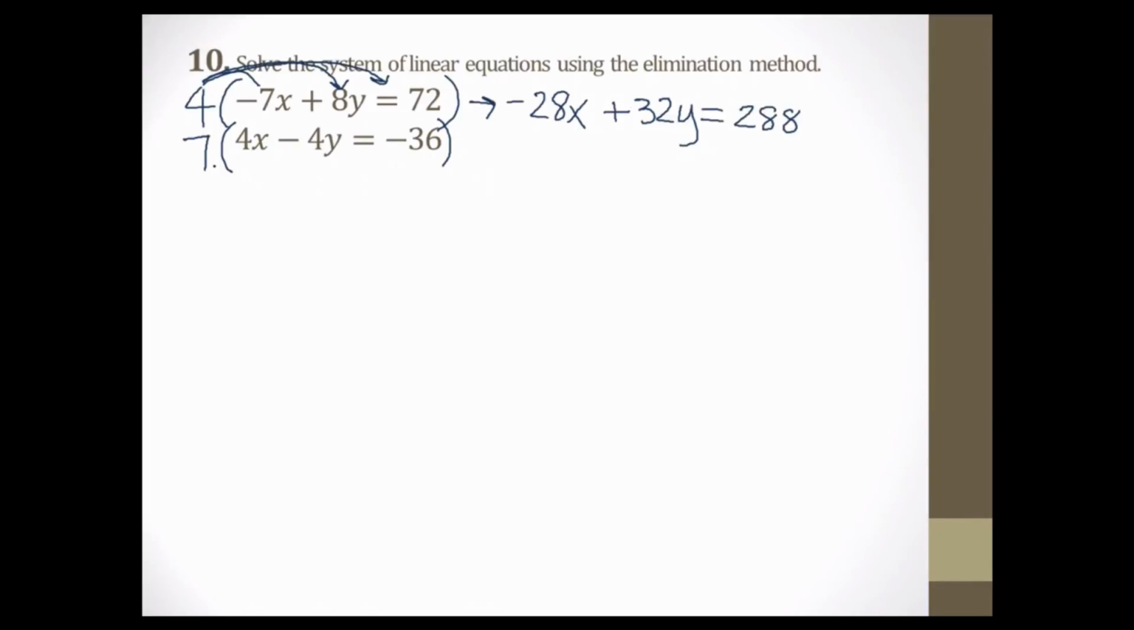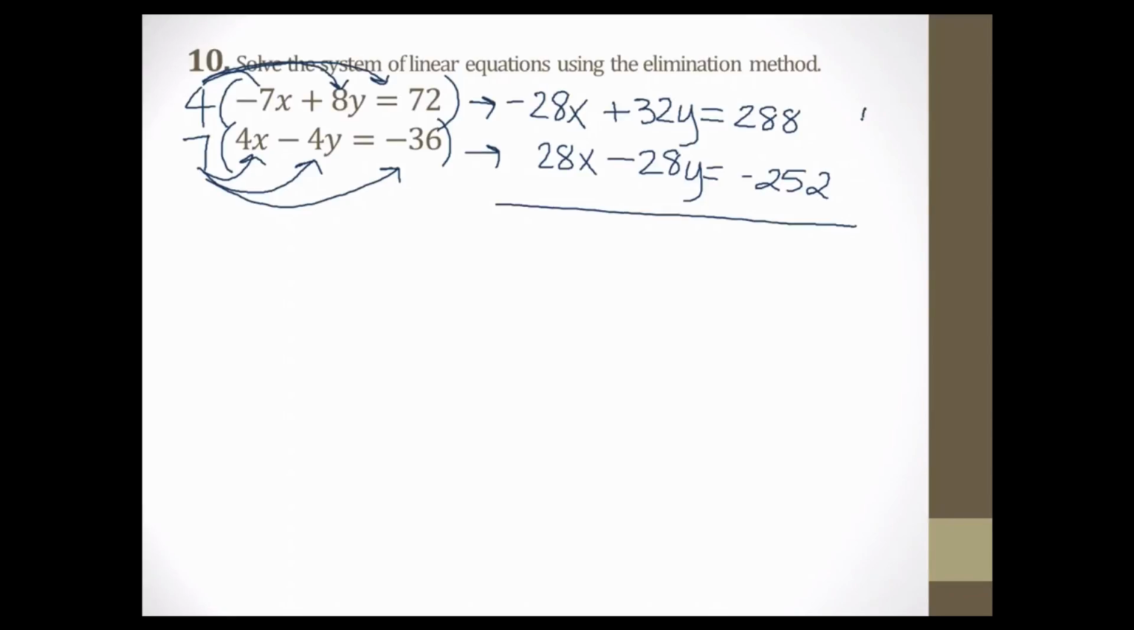Now we're going to do the second equation. 7 times 4x is +28x. 7 times -4y is -28y. And then 7 times -36 is going to be -252. Okay, so now you can see I have opposite coefficients in my x terms. So I can now add these equations and then I will eliminate the x terms.